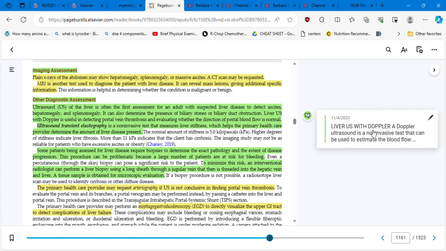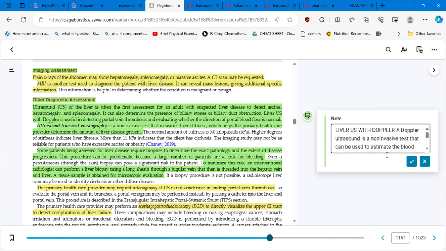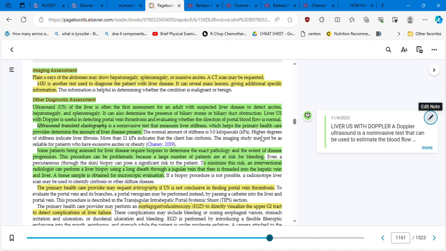So, the liver ultrasound with Doppler. A Doppler ultrasound is a non-invasive test that can be used to estimate the blood flow through your blood vessels by bouncing high-frequency sound waves off circulating red blood cells. A regular ultrasound uses sound waves to produce images but cannot show blood flow. That's the difference.